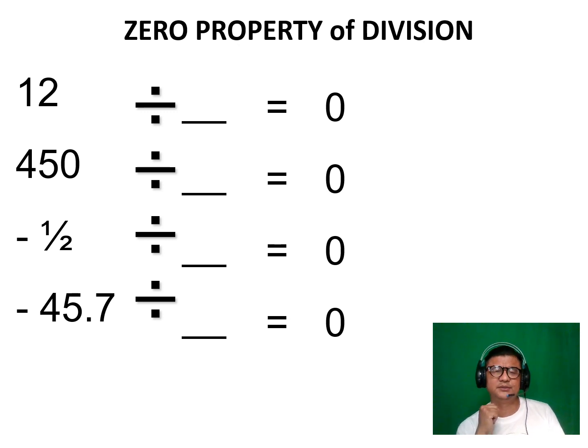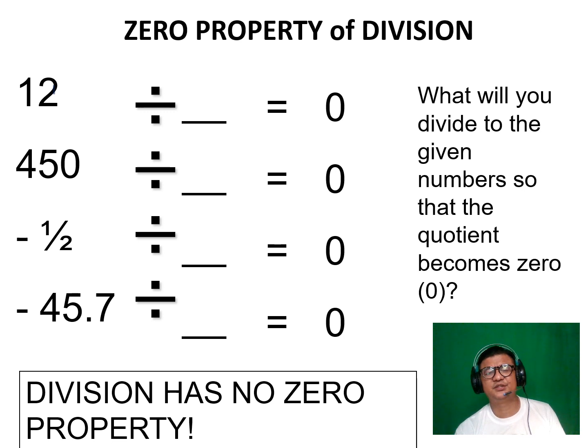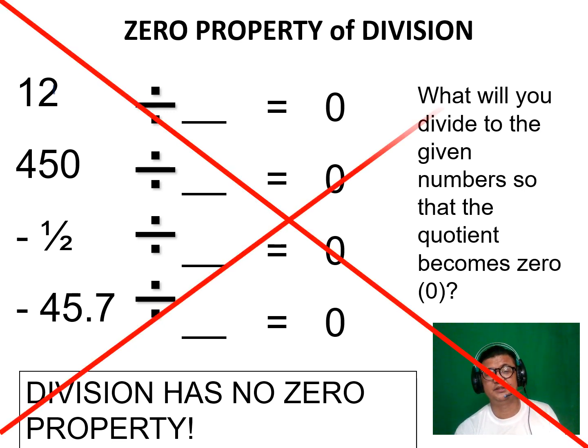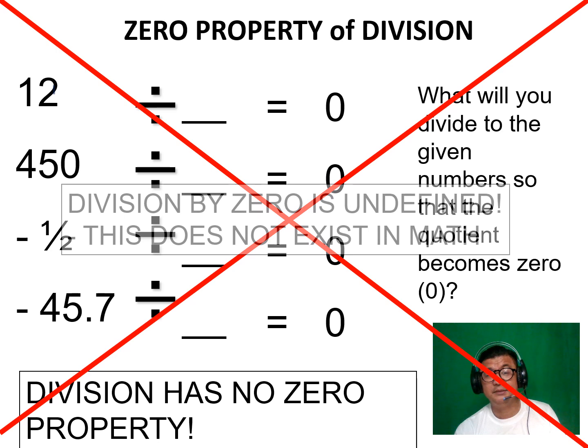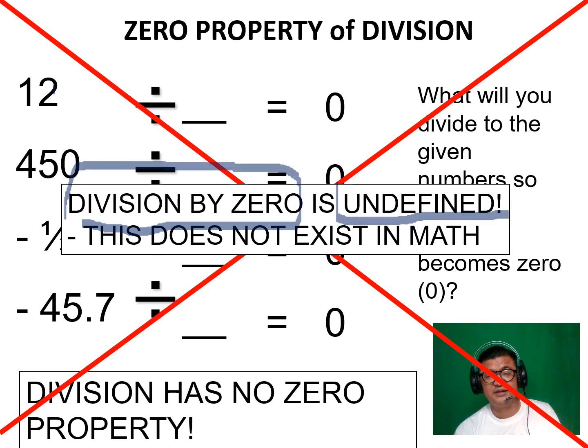This is the tricky one. Division, it's not multiplying, huh? If I divide by 1, it will be the same number, right? If I divide by 0, 0 times 0, will it result to 12? No, right? So in that case, division has no 0 property. It cannot happen. Why? Because you cannot divide by 0. Division by 0, you will hear this all the time, is undefined.